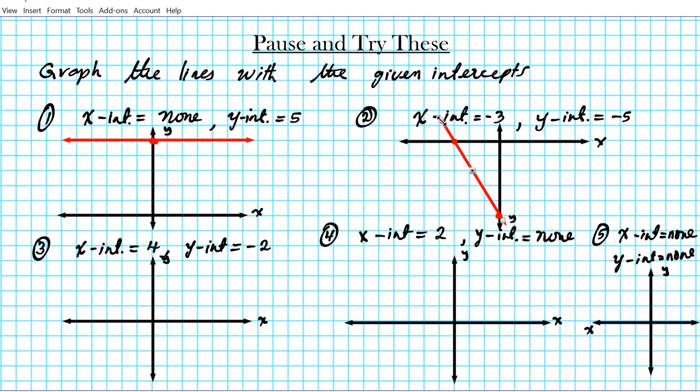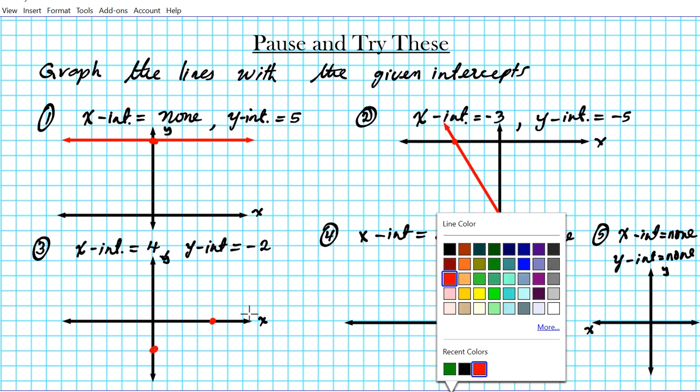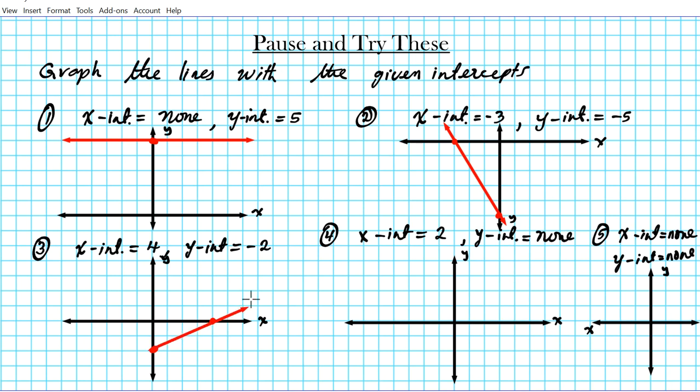Okay, let's take a look at problem number 3. In problem 3, we have the x-intercept is 4 and the y-intercept is -2. Let's graph the intercepts. So x-intercept is 1, 2, 3, 4 to the right, y-intercept is going down 1, 2. All right, so the line going through those points is the graph that we want.